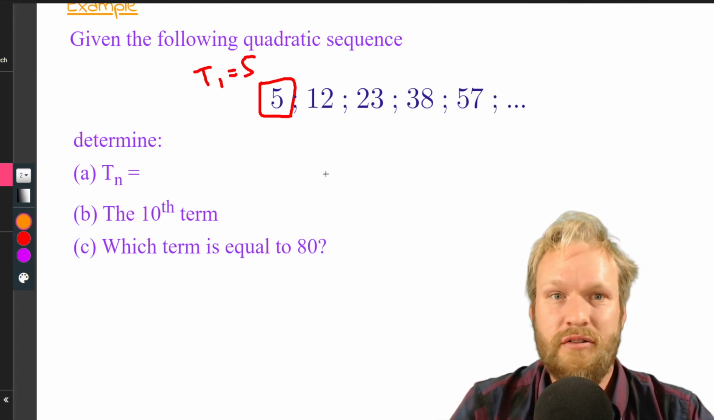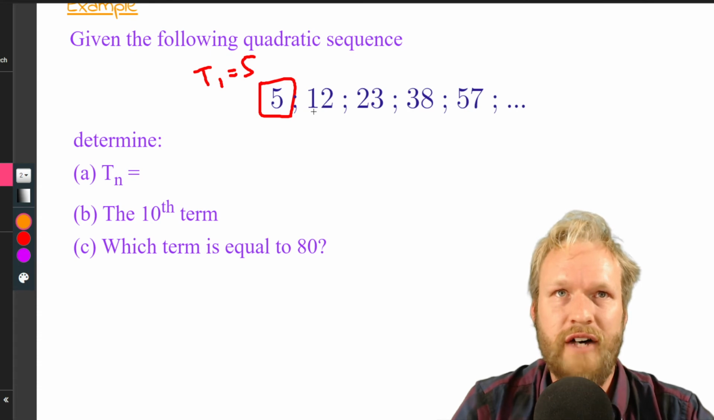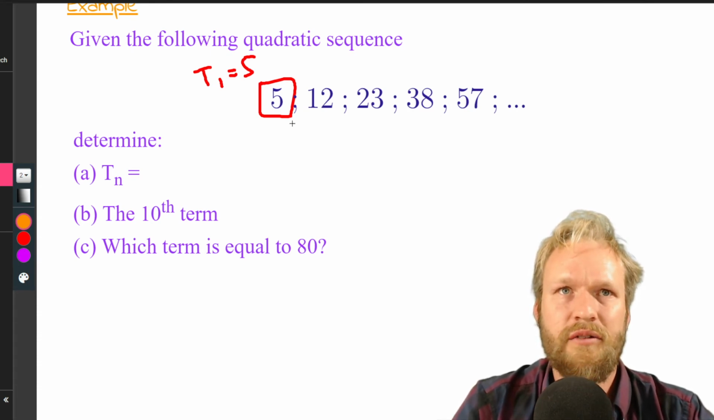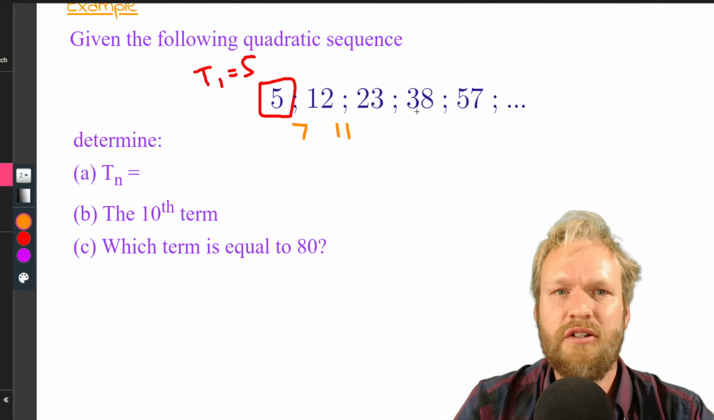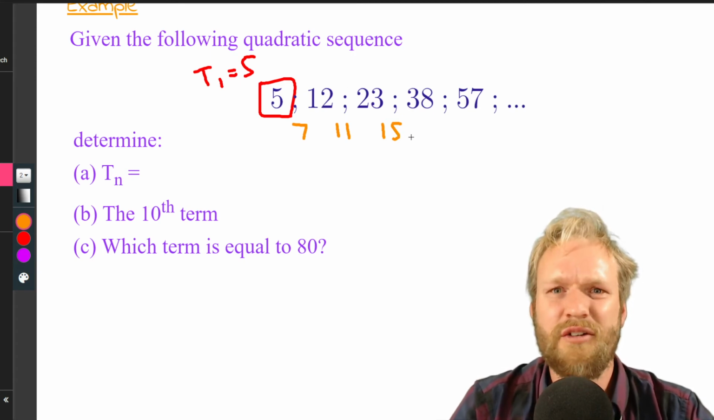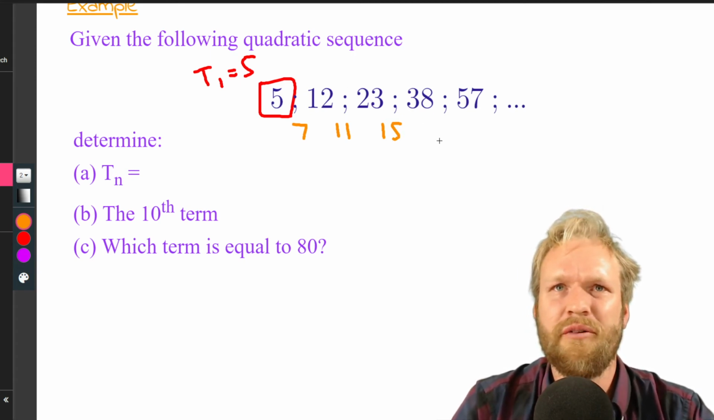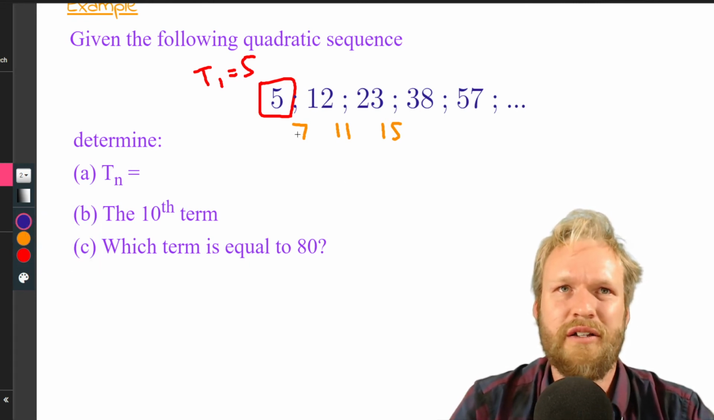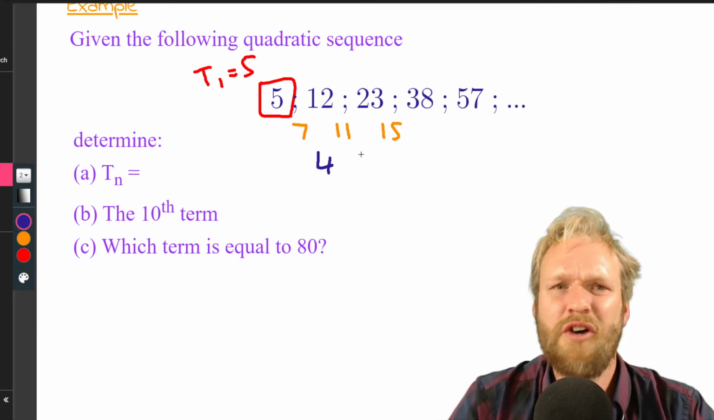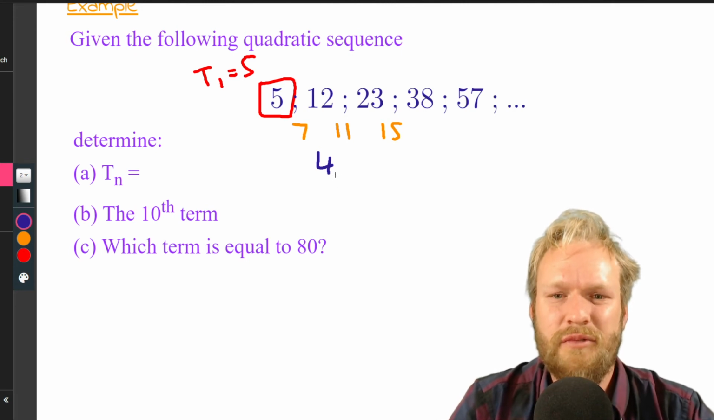We worked out, last time, we went for our first differences. So 5 to 12, what are we adding? Well, we're adding 7. 12 to 23, what are we adding? Looks like we're adding 11. 23 to 38, what are we adding? Looks like 15. But to be honest, we've been told it's a quadratic sequence, so I'm not going to keep going. All we actually worry about is 7 to 11, this is 4. This is 4, but we know that the second difference is going to be the same because it's a quadratic sequence.